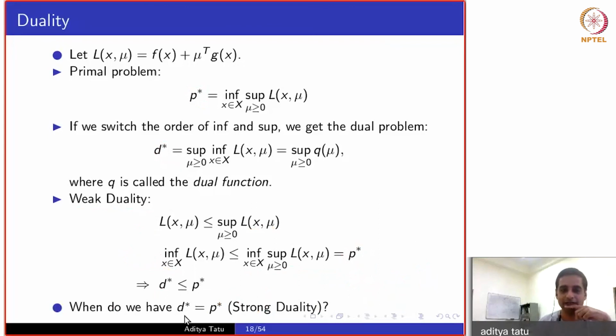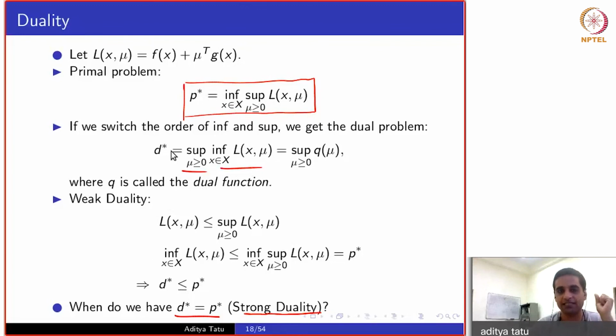When do we have d star equals p star? If we have, then that particular instance is called strong duality. Before I answer this, I'll tell you how this helps. The way it helps is that now we have two ways in which we can solve the problem. This was the original problem given to us. Instead of solving it this way by first maximizing over mu and then minimizing, I can first minimize over x and then maximize over mu.